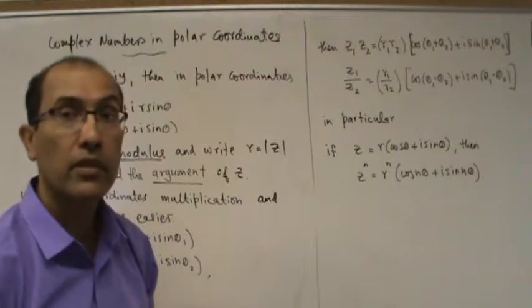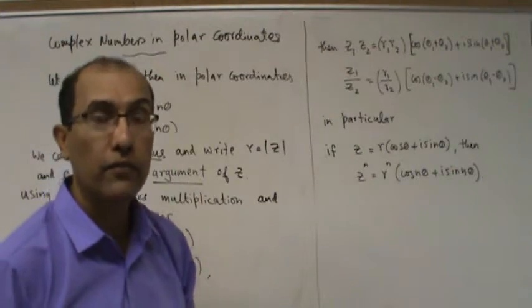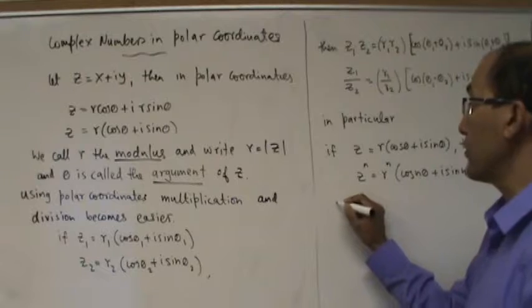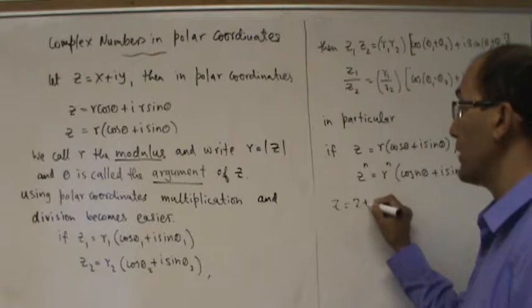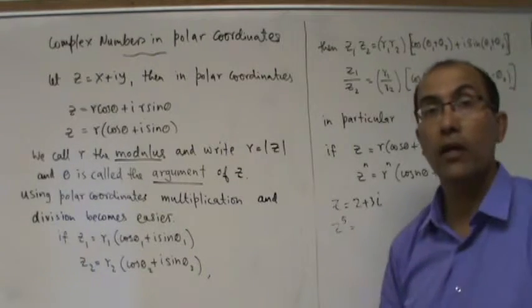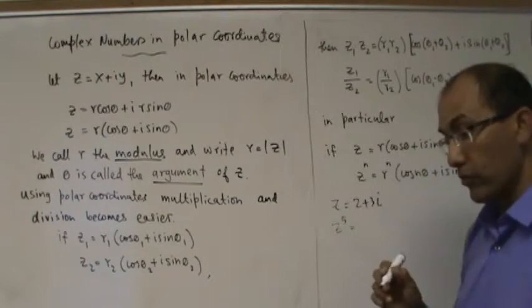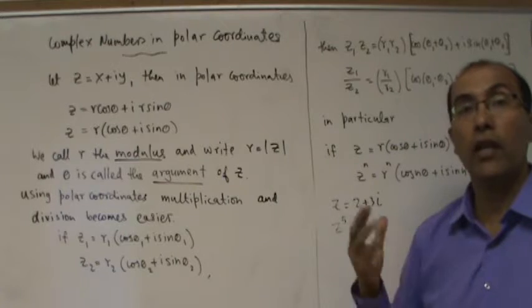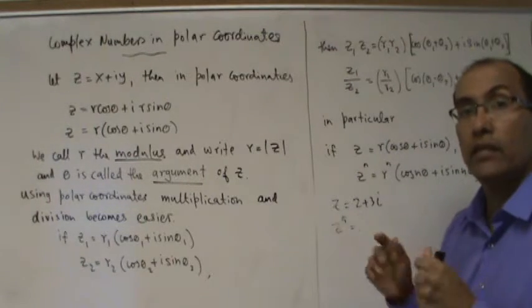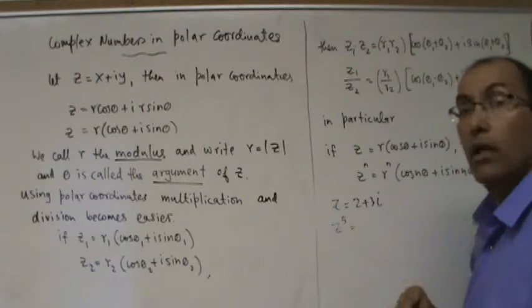You can just imagine if you had x plus iy, and you had to raise it to the third power, it's going to be really difficult. Suppose your complex number was 2 plus 3i, and you want to find the fifth power. You will have to use maybe binomial expansion, and there will be so many terms, and that will be a lot of work.